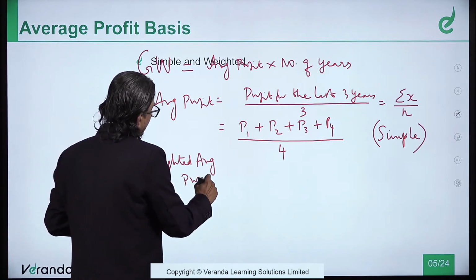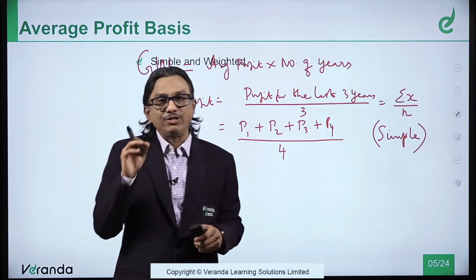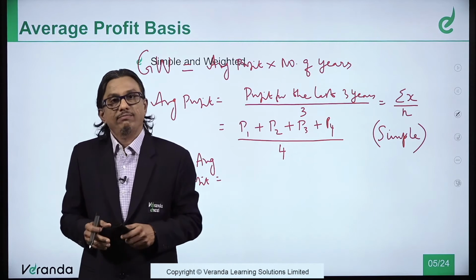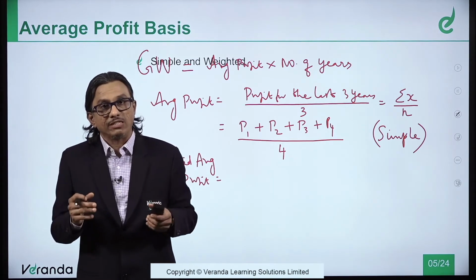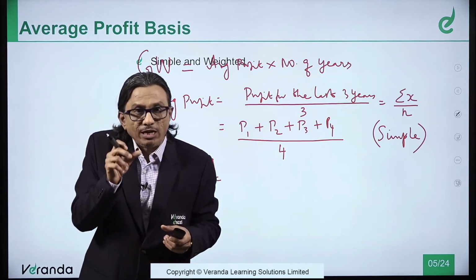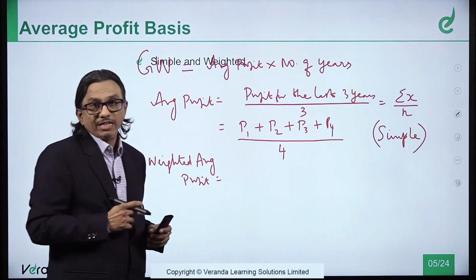What is weighted average? See, simple average takes into consideration only the profit. But weighted average takes into consideration the efforts put in by the business to make that profit. That effort put in by them is known as the weight. What is the formula to calculate weighted average profit?